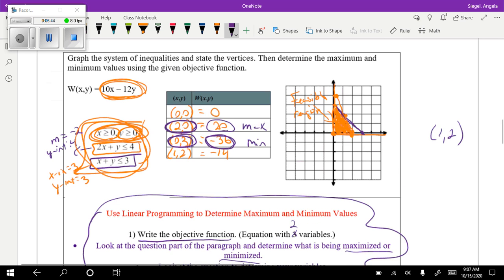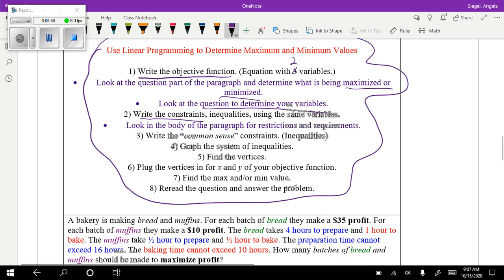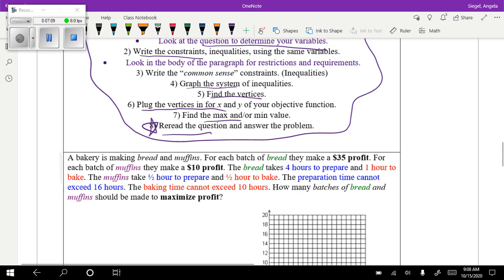Write the constraints. The constraints are your inequalities up here. So what we're doing is creating this over here. Graph and then find the vertices, and this last part we all did. So plug in the vertices to find, in your objective function, the minimum or maximum, and then make sure you're answering the question. This is imperative for any word problem.